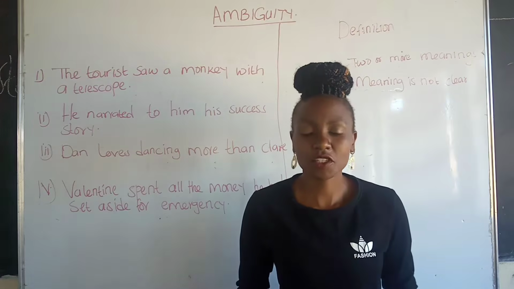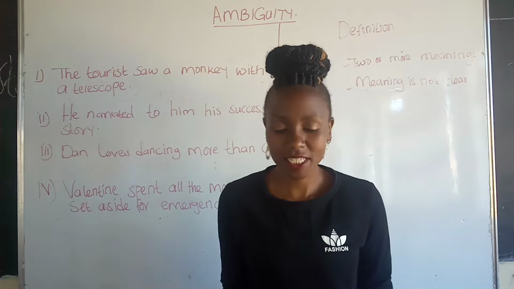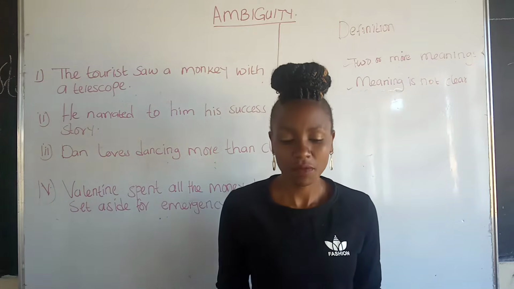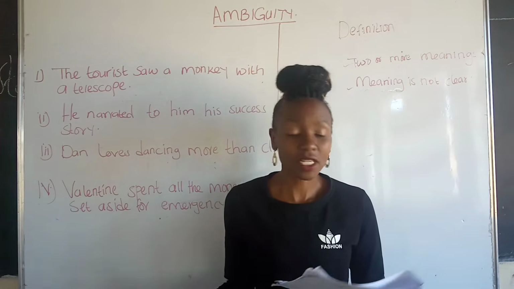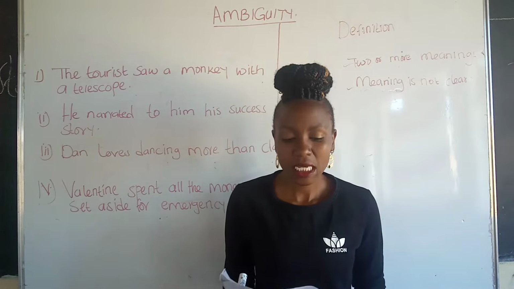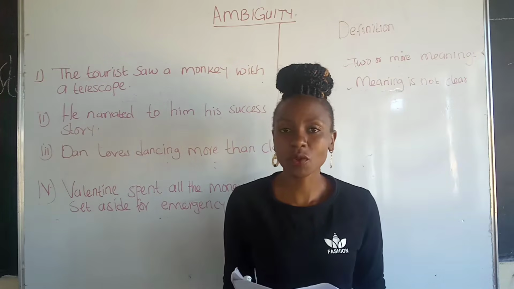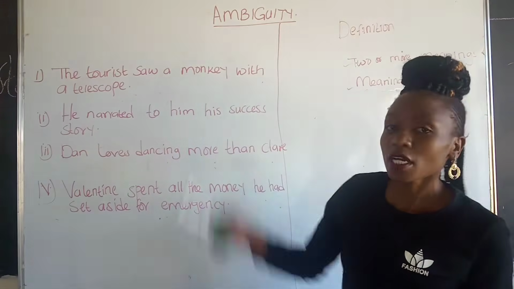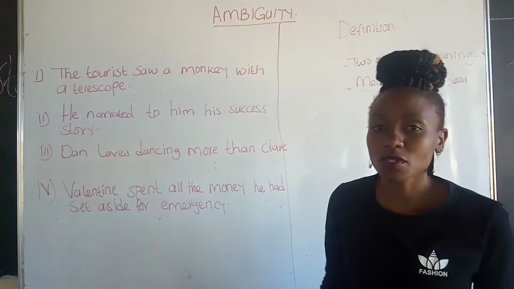So in this video, we are going to revise one area. It's very simple, but it can be very complicated if you don't understand it very well. So this is the question that we are going to discuss today. Explain the ambiguity in the following sentences. So the term is ambiguity. And these are the sentences that we are going to explain.